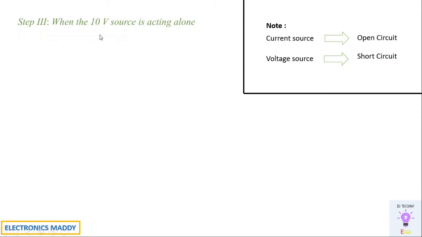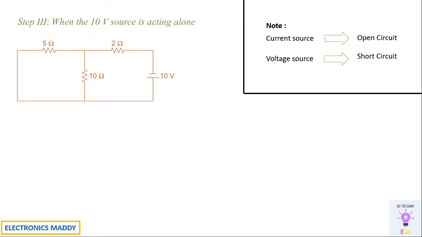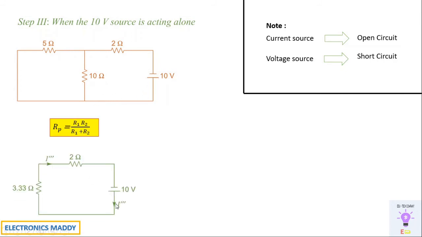So step 3, when the 10-volt source is acting alone, the effective representation of the network looks like this. The voltage source is short circuited and it is represented in this manner. Since the voltage source is in the inverted direction, the current will be flowing in that direction. So we have considered I triple dash in this direction. So be very careful with the convention in which the current is taken. RP is equal to R1 R2 by R1 plus R2. We have simplified the 5 ohm and 10 ohm and we'll be getting 3.33 ohms.